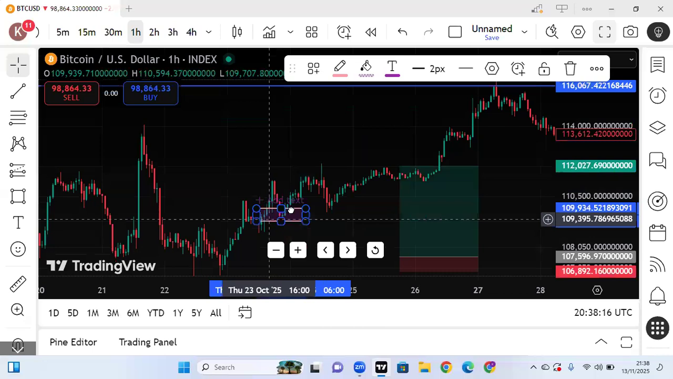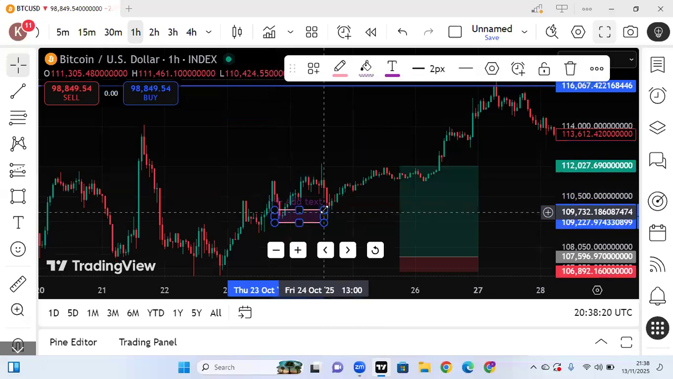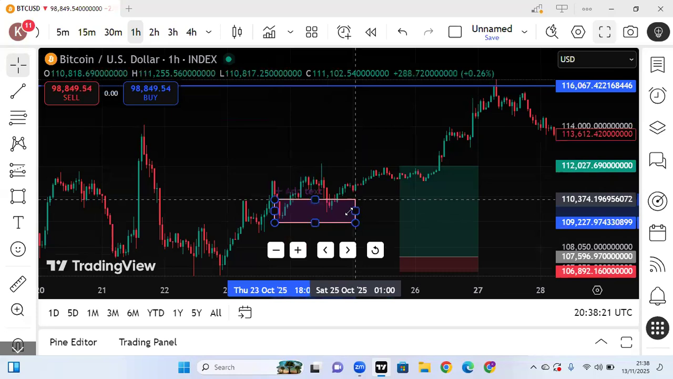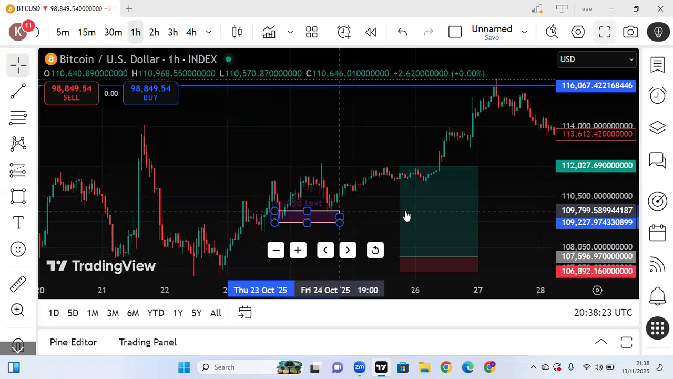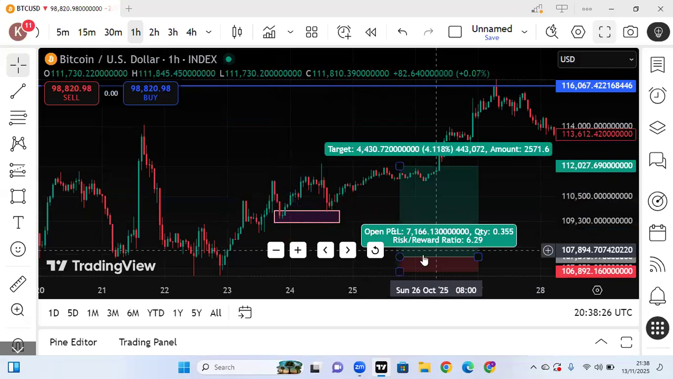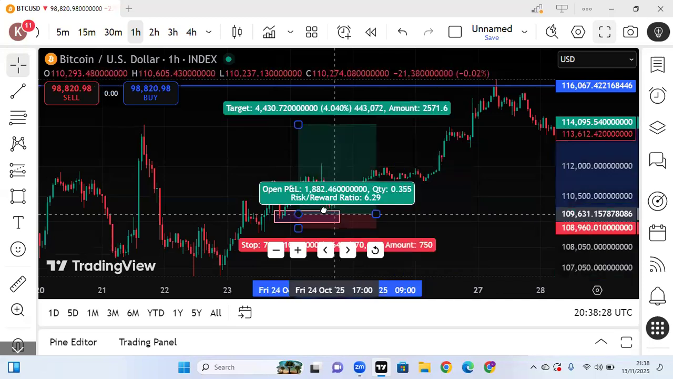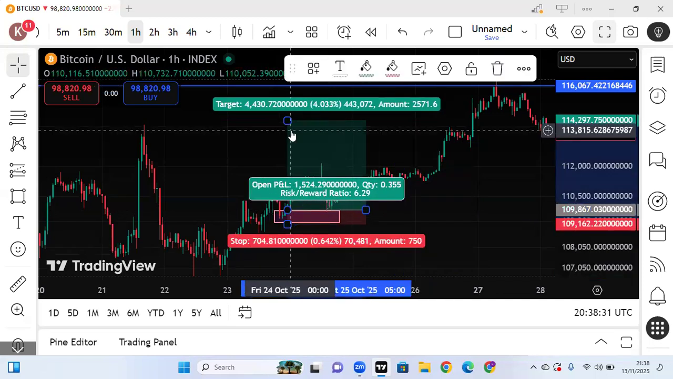And then maybe if you miss here, this is what you can still do to take this entry. This can still be your order block. From here, you draw it to here with this smallest candle. And then you can take your entry from this point to this point. You still make the same money. So this is how order blocks work.